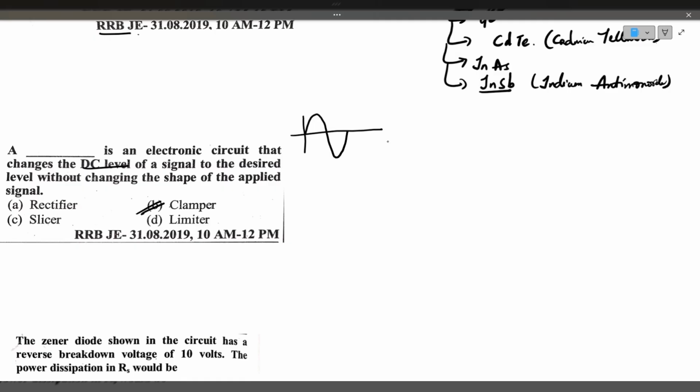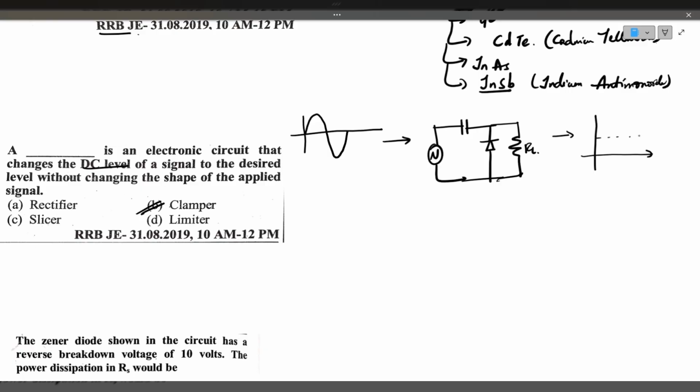If you give this input voltage to a positive clamper, this is the positive clamper, this is a capacitor, the diode is facing upwards, and a resistor RL. Then the output is the signal without changing its shape, shifted to the positive direction, to the positive DC levels.